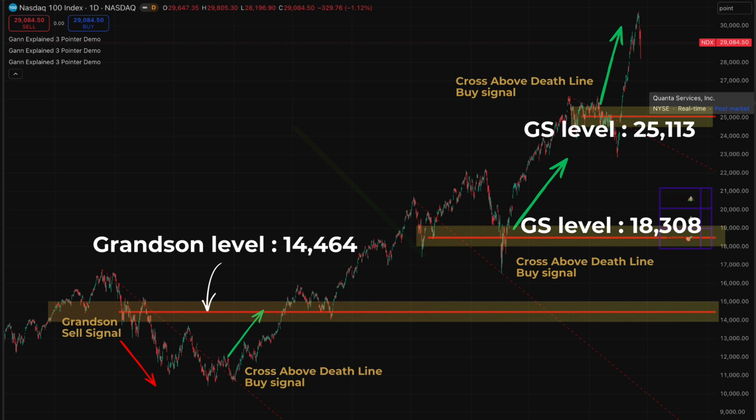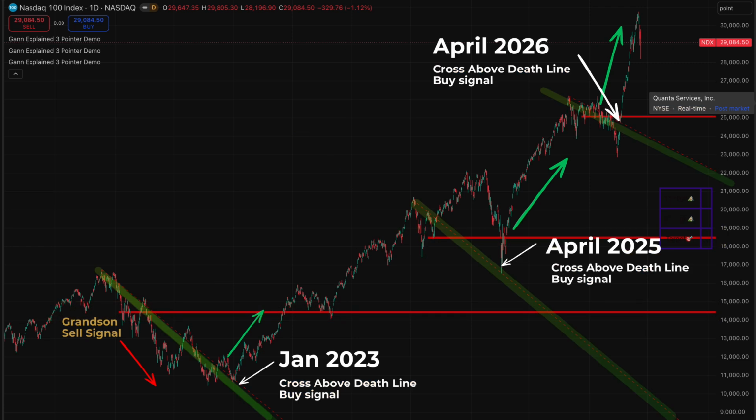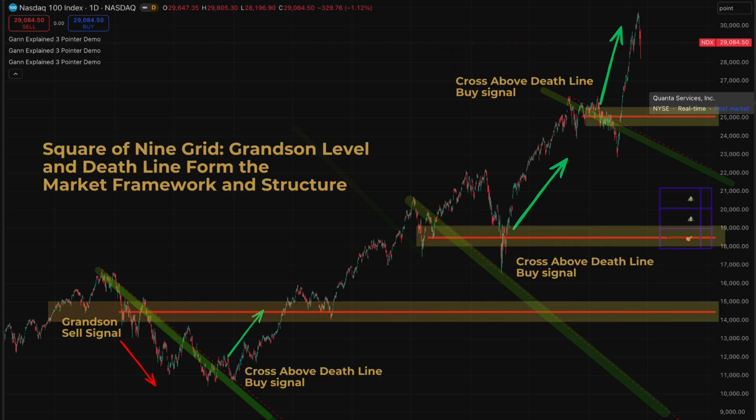Then look at the depth line. The market also kept respecting the depth line through dips, volatility, and V-shaped reversals in January 2023, April 2025, and April 2026. The grandson level and the depth line form a strong support and resistance framework. That framework becomes the foundation of the market move. They are not random lines. They can trigger a sell signal as indicated by the large red arrow, or buy signals as indicated by the large green arrows on the chart.